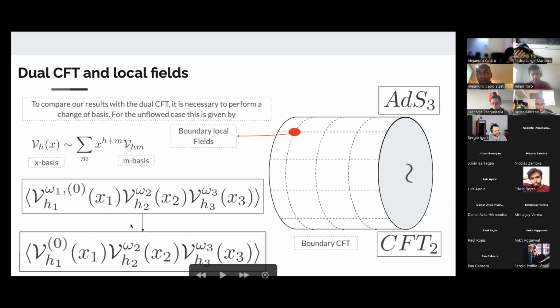We are interested then in the computation of three-point functions of flowed fields, where the 0 stands for the picture changing. Using the methods that we derived for the m basis, we have been capable of computing the subfamily of correlators given by the last formula. These are correlators composed by one unflowed field and two flowed ones.